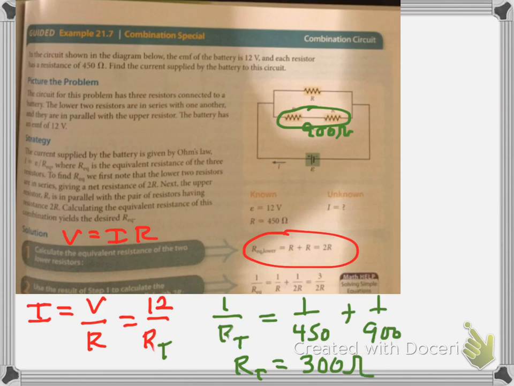All right, so remember, that wasn't what I was trying to find. I'm trying to find the amount of current flowing through that battery in the beginning. So if I replace this with a 300, I will have 12 divided by 300, which comes out to be a current of 0.04 amps. So I have 0.04 amps flowing through this battery.